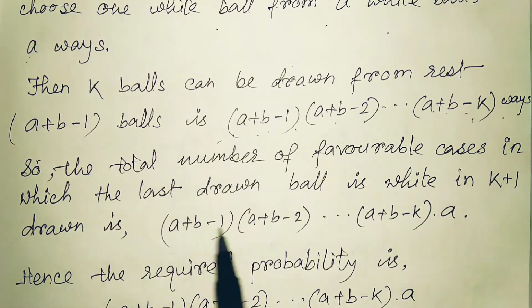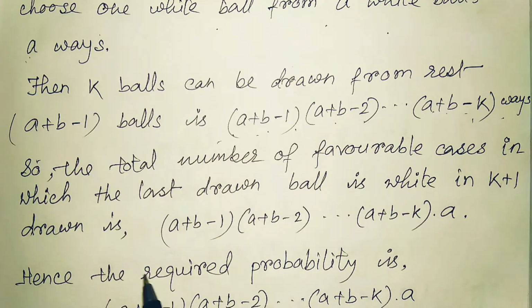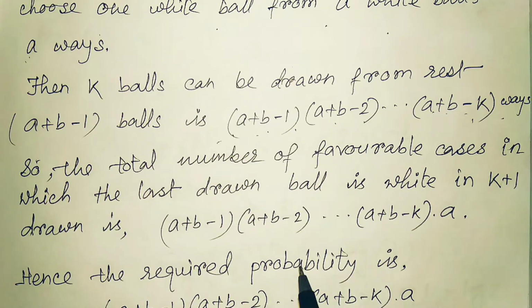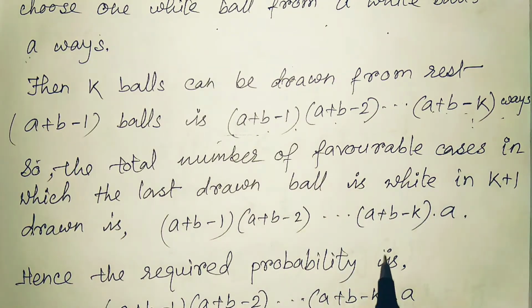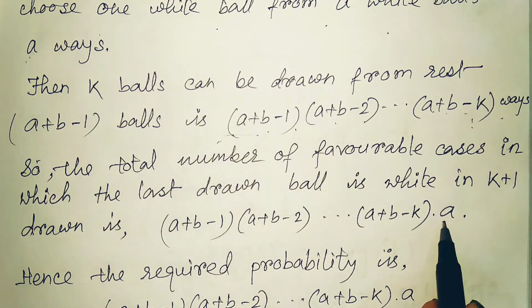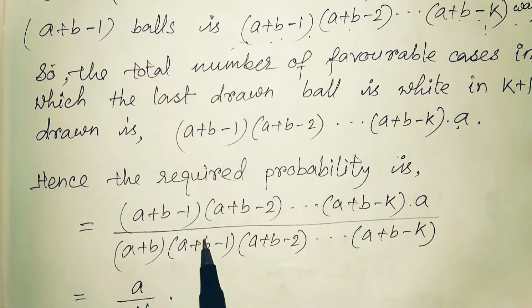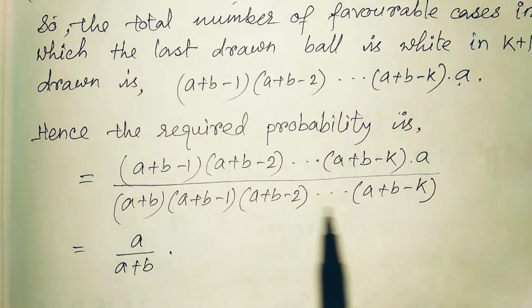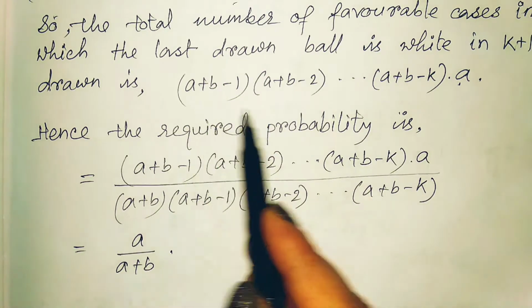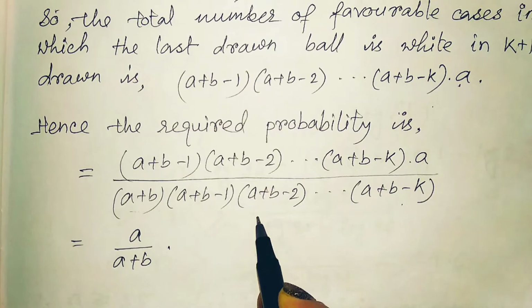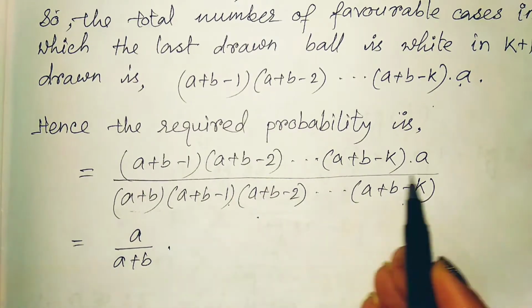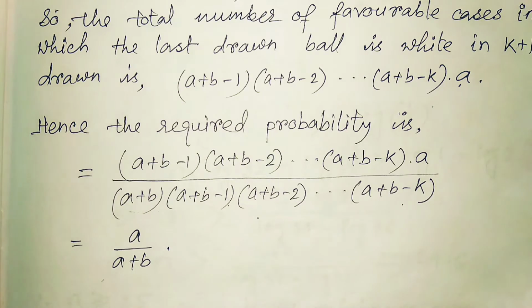So the total number of favorable cases in which the last drawn ball is white in the k plus 1th draw is this one. With that, we should multiply a, because the k plus 1th ball can be drawn in a ways. So hence the required probability is the favorable cases divided by the total number of possible cases. So this is the favorable cases, and this is the total number of cases. If we divide these two and simplify, it is a divided by a plus b. I hope you understand.